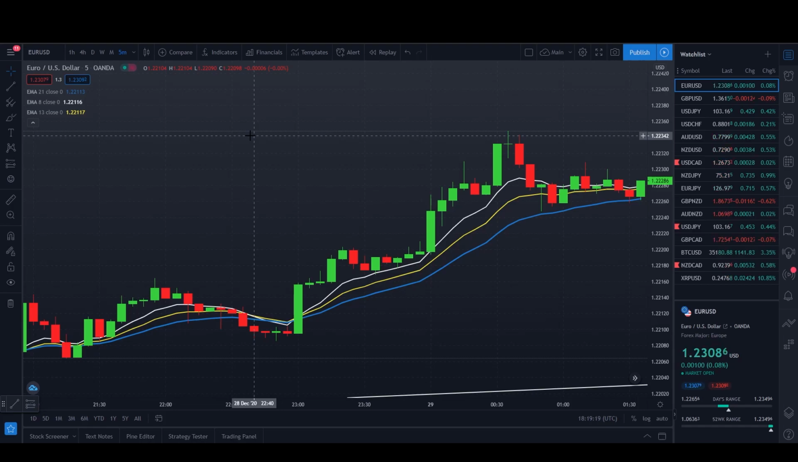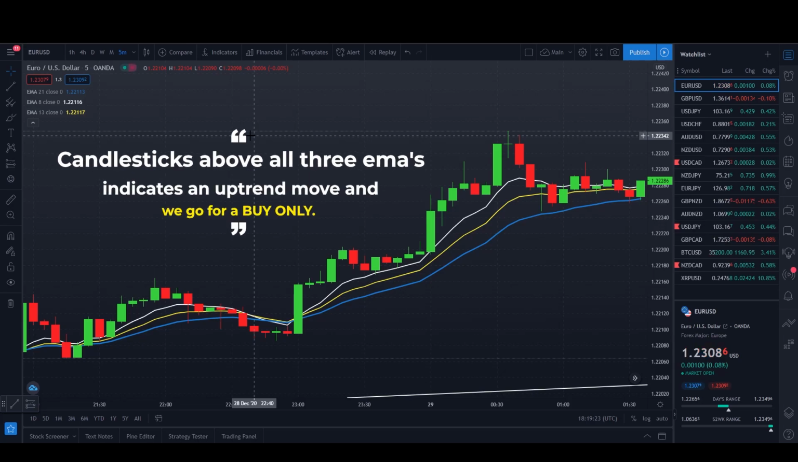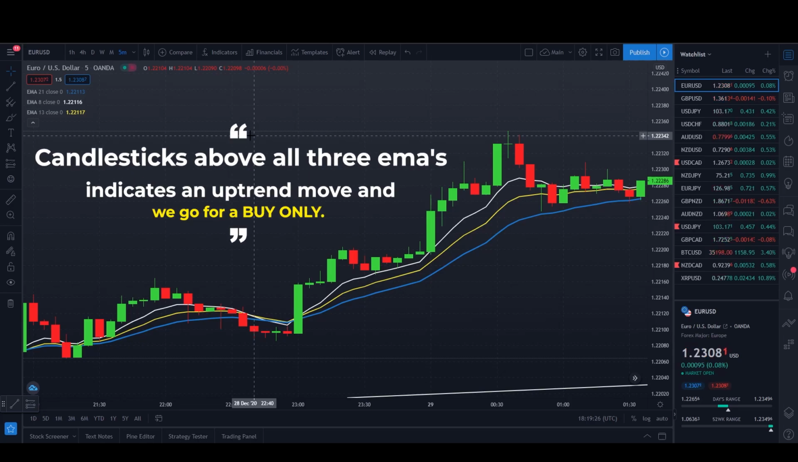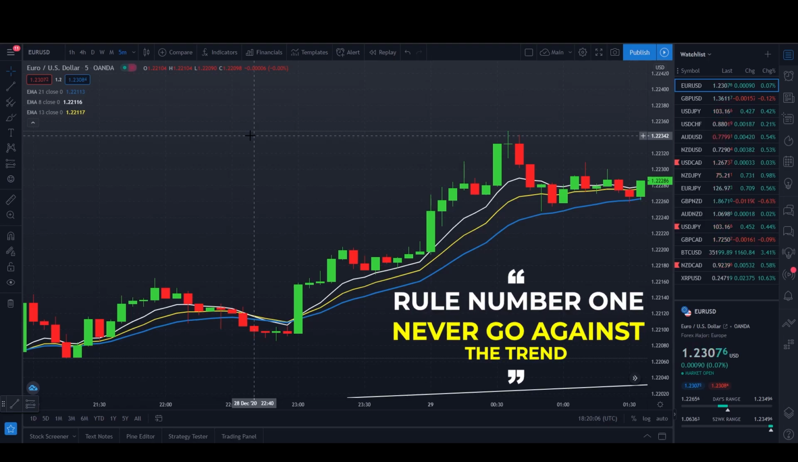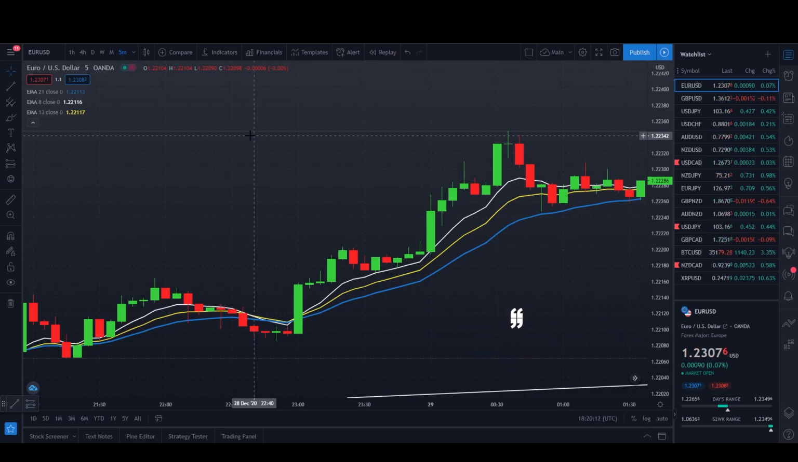So in this particular case, we are in an uptrend. We have the market above our 3 exponential moving averages, so in this scenario we are looking for buy trades. On the other hand, if you're looking for a sell signal, your price or your candlesticks must be below those 3 moving averages, because we are going with the trend. You are never ever going against the trend.